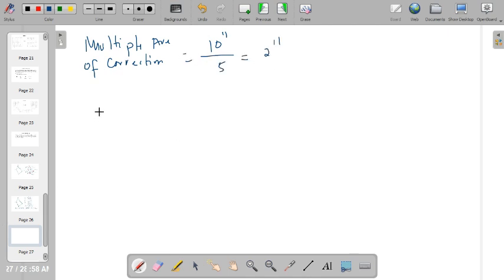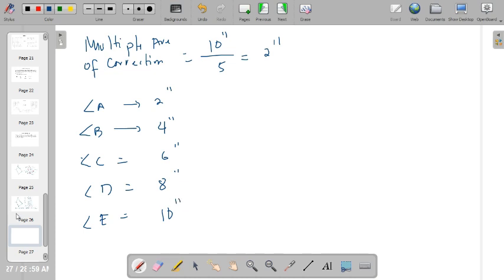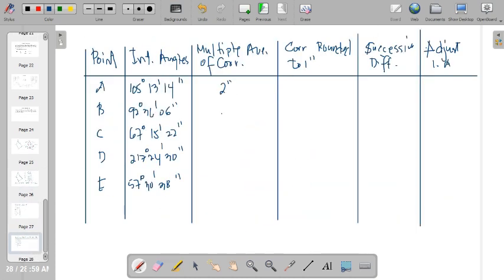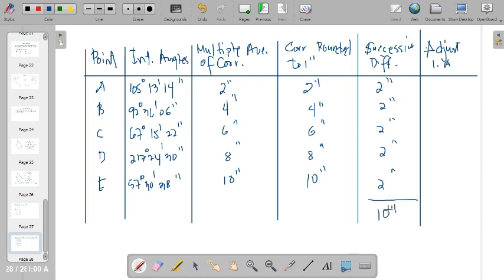That will be 2 seconds, and then we do the multiple correction, that is 4, 6, 8, and finally 10. Then for the correction rounded, there's no need to round up since it's already rounded, so just copy. And then the differences, of course, 2 minus 0 is 2, 2, 2, which should total 10 seconds. Since our angle is too short, we have to add the differences. So that will be our adjusted interior angles.